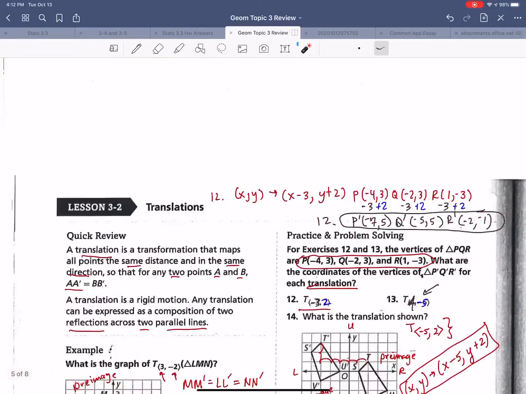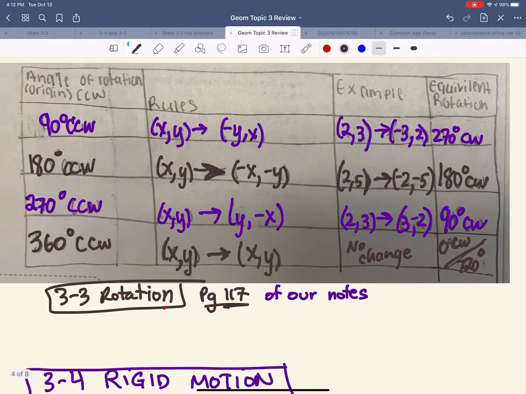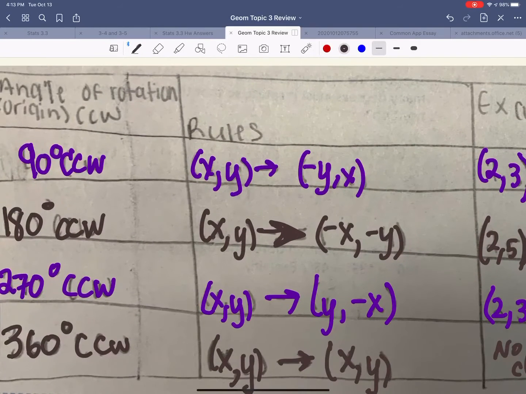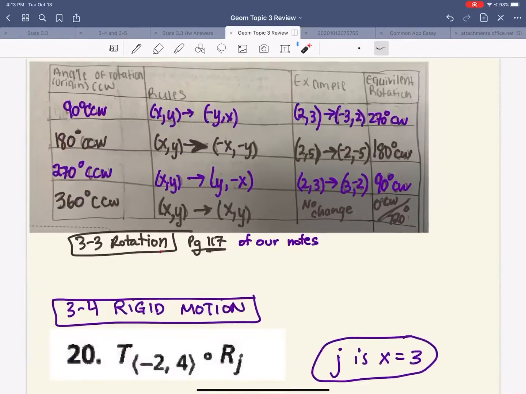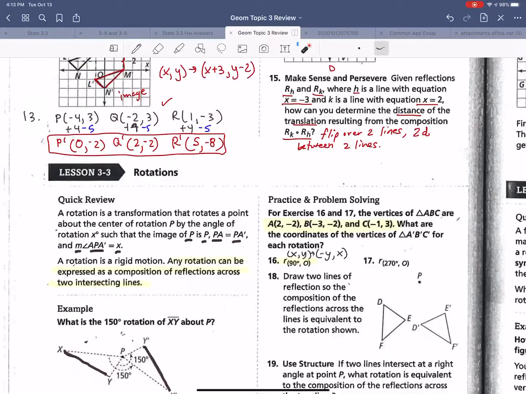Okay, so going back to my assignment, X and Y switch spots. X and Y switch spots. And Y is negative. So that's my rule. Now let me double check I copied that down. X and Y, yeah, 90 degree counterclockwise is X and Y switch, and Y is negative. Okay, so back. All right, I can do that.